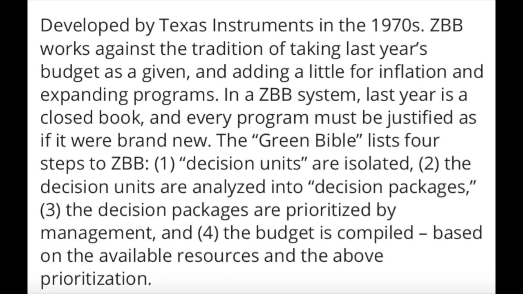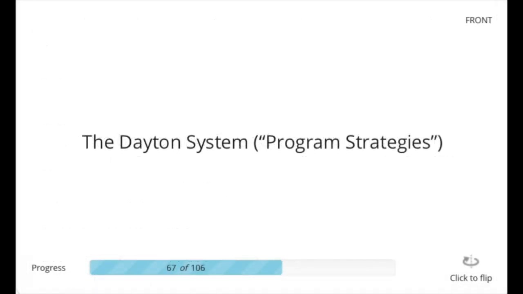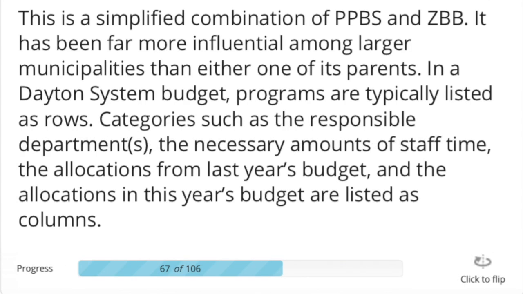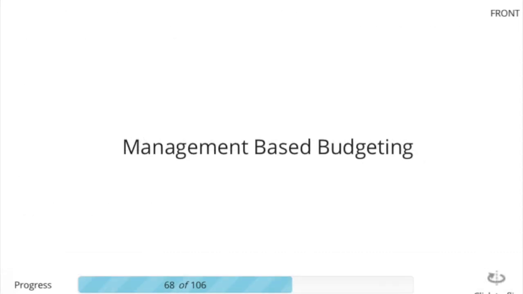It takes a fresh look at the beginning of each budget cycle to see what's needed and basically makes you argue for your money again. This was developed by Texas Instruments in the 1970s. The Dayton system, or program strategies, is between the last two, and it's more commonly used by municipalities today, and it basically rolls over staff time into the next year's budget, stating that that's going to be a constant, and then it has additional columns for expenses for the year.